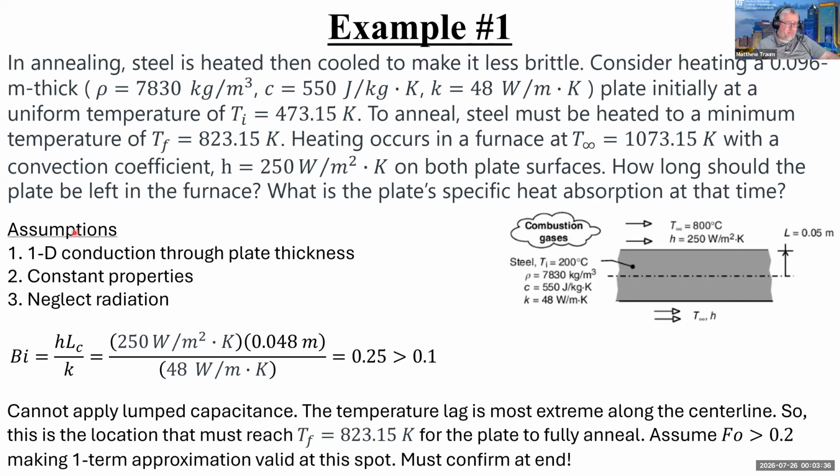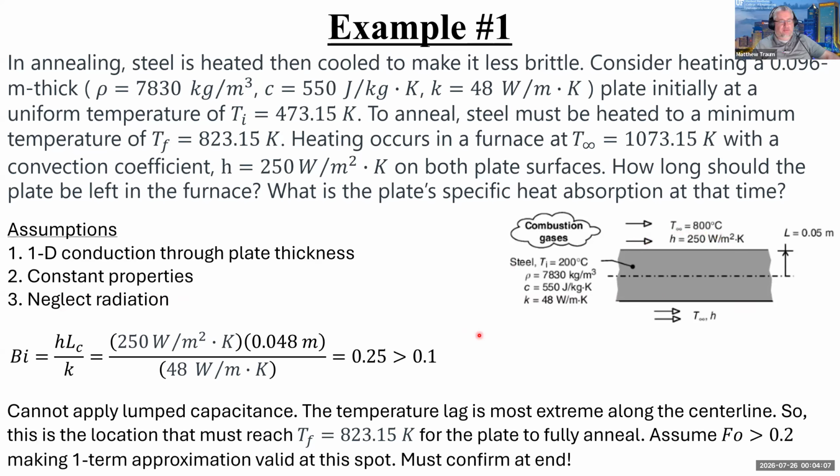Okay, so we're going to assume 1D conduction through the thickness of the plate. It's very long to the left and the right of the page and very long into and out of the page. So 1D conduction in the up and down direction, the thickness direction. We're going to assume that the properties are constant despite the fact that the plate is changing in temperature. And this is a big furnace, so there's probably a lot of radiation because it's hot. We're going to neglect radiation and just worry about heat transfer through convection.